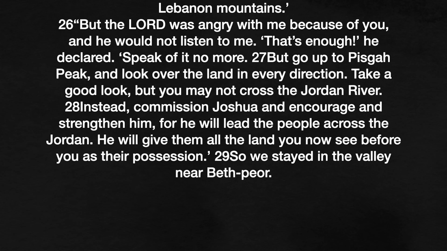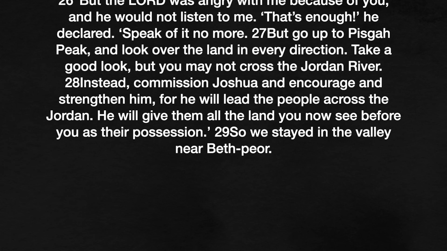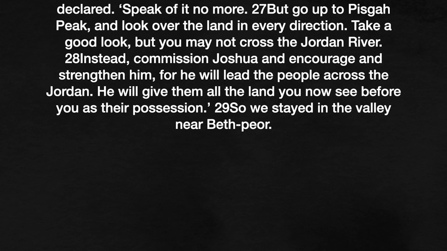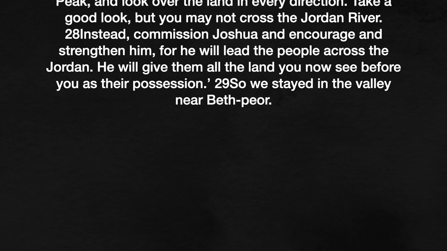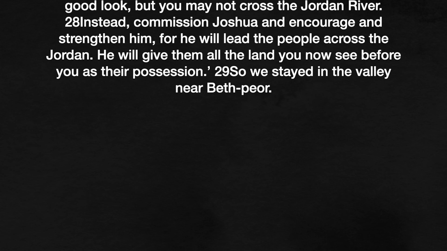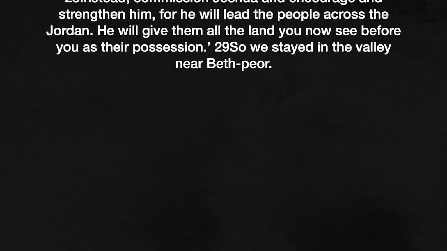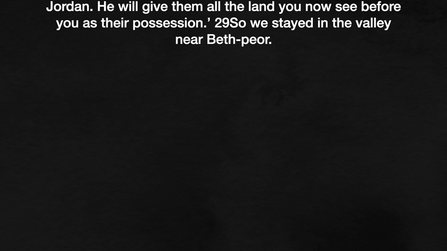"That's enough," he declared. "Speak no more of it. But go up to Pisgah Peak and look over the land in every direction. Take a good look, but you may not cross the Jordan River. Instead, commission Joshua and encourage and strengthen him, for he will lead the people across the Jordan. He will give them all the land you now see before you as their possession." So we stayed in the valley near Beth-peor.